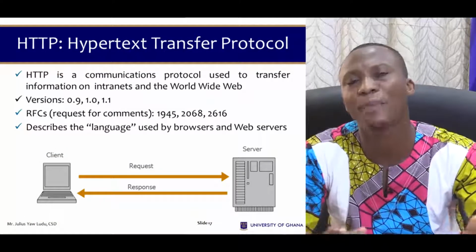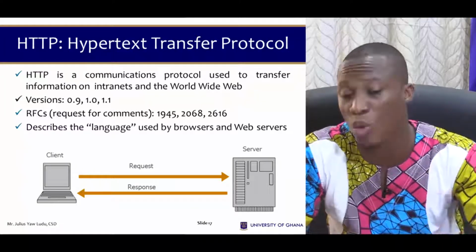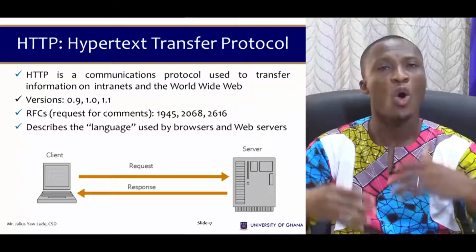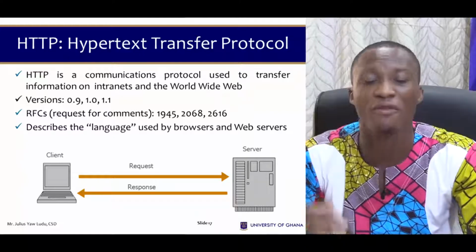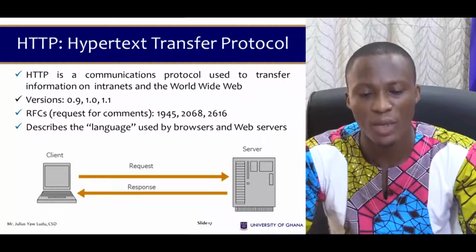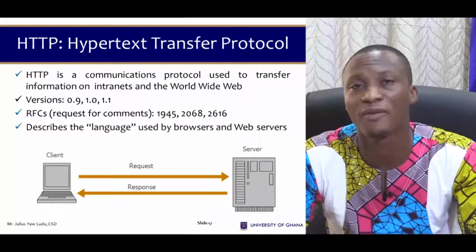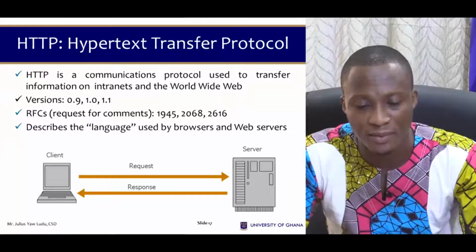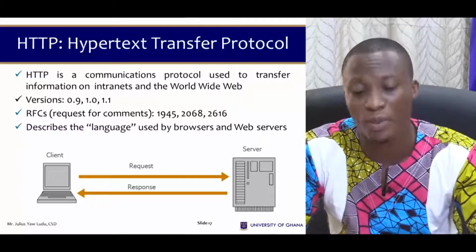Now we look at the Hypertext Transfer Protocol, and this is a communication protocol, and this is used to transfer information on our intranets and internet. Okay, we have various versions. The current version is 1.1, and we have the request for comment, also spanning from 1945 to 2616. And this describes the language used by browsers and web servers.